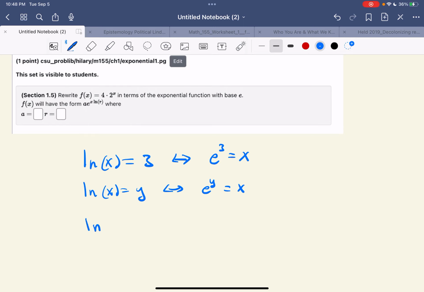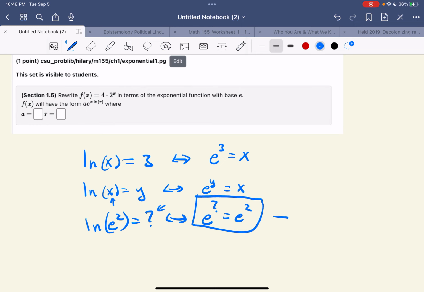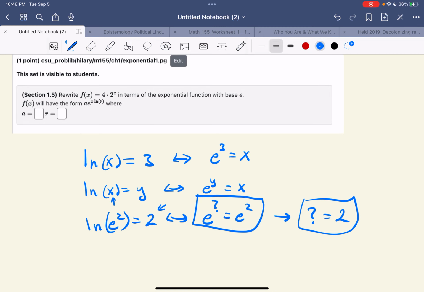So if we had ln of e squared is equal to something, you always just want to rewrite it. What's the pattern? This output is the exponent. So this is saying e to the something equals, and the input is x, so we have e squared. And in this expression, don't overthink it. This tells you something is equal to 2. Oh, so we figured it out. This number here should have been 2. And in general, the natural log of e to the x is x.